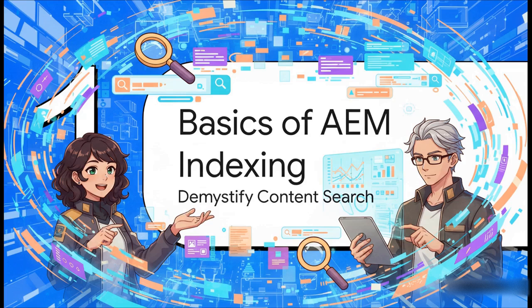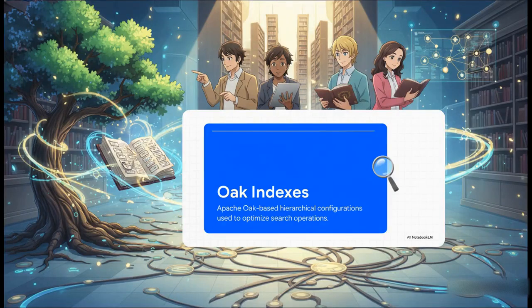Section 1. The basics of AEM indexing. Demystifying content search. So at the core of AEM search, we've got Oak indexes. Basically, these are Apache Oak-based hierarchical configurations that just make search work efficiently. Think of an Oak index exactly like a massive library catalog. If you didn't have a catalog and you wanted a book on, say, a specific topic, you'd literally have to walk down every single aisle, crack open every book, and skim every page just to find your keyword. In AEM, without an index, the system does exactly that. It traverses the tree, reading every single node sequentially. And yeah, as you can probably guess, that is insanely inefficient.